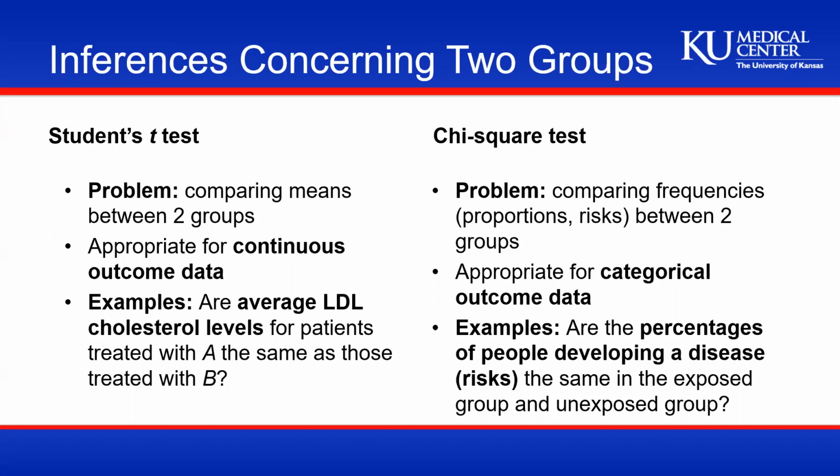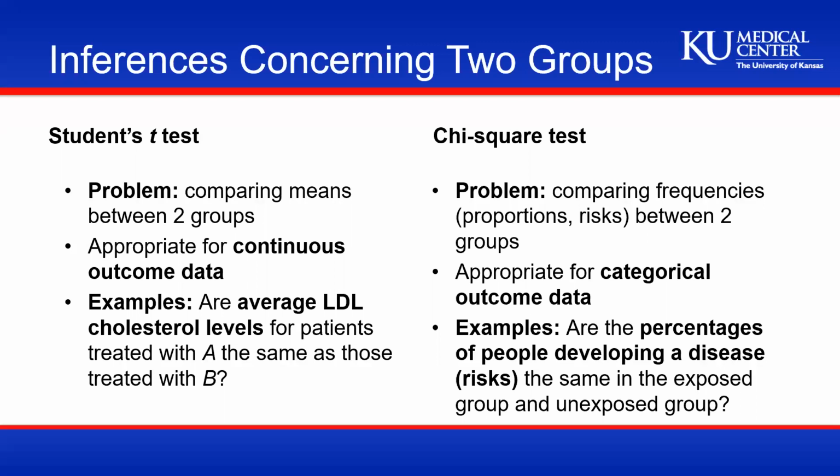Okay, so back to inferences concerning two groups. Let's take a look at the two most commonly applied methods, the t-test and the chi-square test. It's pretty clear. One's for continuous outcome data, where you can verify the assumptions of normality and equal variances. The chi-square test is appropriate for categorical outcome data, either ordinal or nominal.